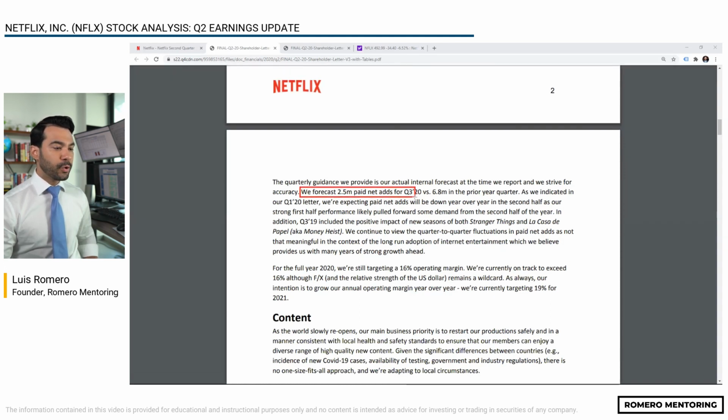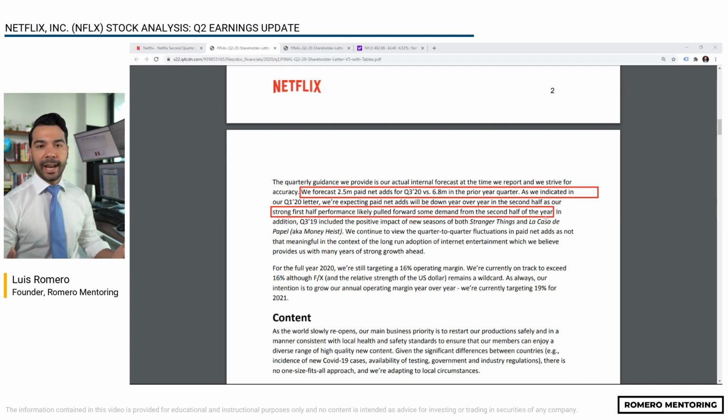So we forecast 2.5 million paid net adds for Q3 2020 versus 6.8 million in the prior year. As we indicated in our Q1 letter, we're expecting paid net adds will be down year over year in the second half, as our strong first half performance likely pulled forward some demand from the second half. Okay, so the first half just took away some of the net adds that they were anticipating in the second half, and again, the main accelerant of that was the coronavirus.